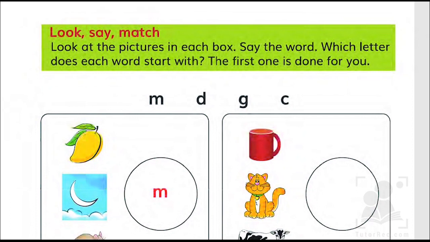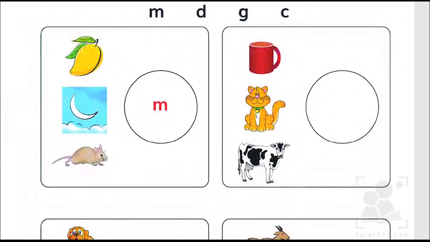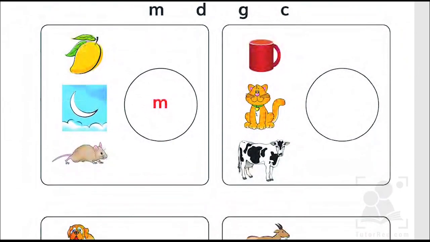Hi kids, in this video we are going to have an assessment activity to look, say, match. In this exercise we have to look at the pictures in each box and say the word. Which letter does each word start with? So if you can see, kids, over here there's a box with some different pictures. We have to call their names to identify which letter they start with.